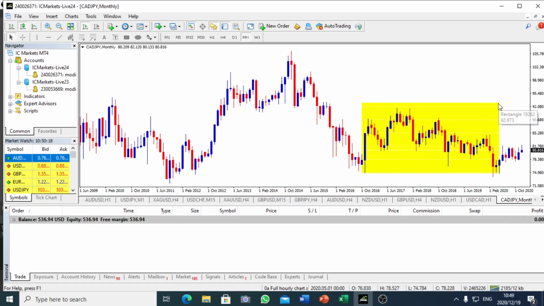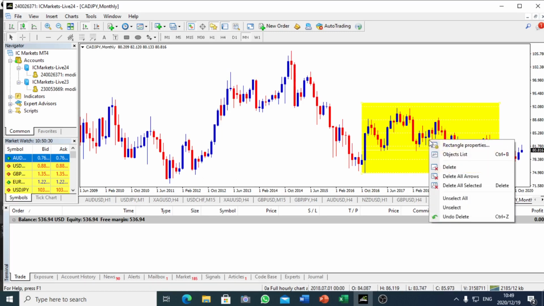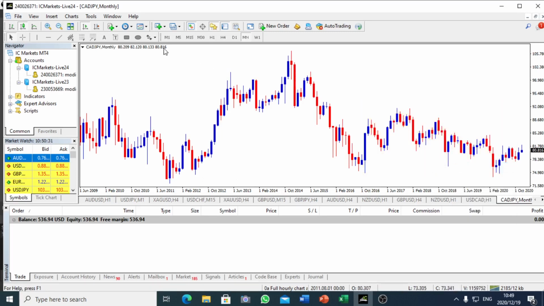These are the tools that we love to have. These are the tools that we use mostly. If it's not selected, just try to find the center. This is the center part. Right click, delete. Also an ellipse. Ellipse works just like a rectangle. Where do we use ellipse? We love to use ellipse at these pivot levels where the price turns.